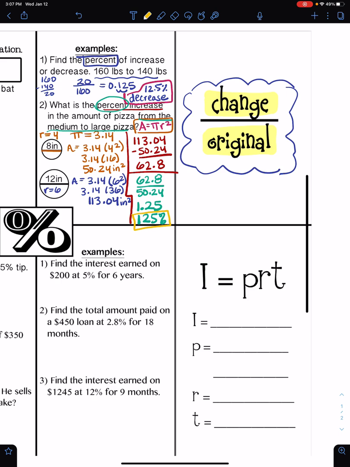So let's talk a little bit quickly about what that means, 125%. In class, we talked about how if something increases by 100%, it doubles. We'll use a simple number. The number 5, if you increase that by 100%, you're adding another 5 to it. You're adding that whole amount to it again. So it makes sense that the answer to this is 125% because you actually got more than double the pizza when you went from the medium to the large. So that's it for percent of change.